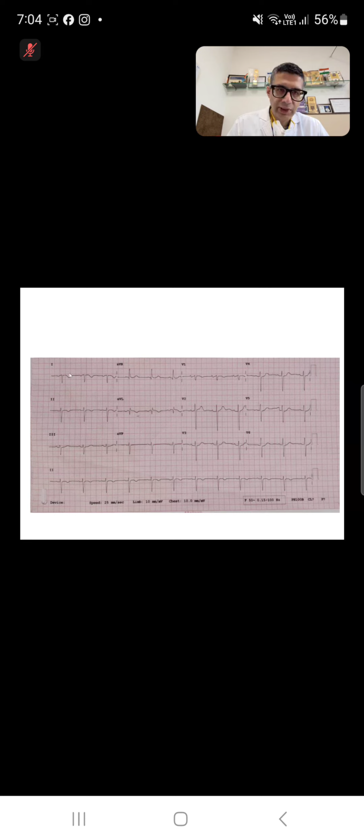So if the limb leads show reversal, that is L1 showing negative and AVR showing positive, and the R wave showing regression, then that is indicative that this patient has dextrocardia. Here, if you see, the chest leads seem to be normal, but only in the limb leads there is a reversal. So that means it is misplaced leads rather than dextrocardia.